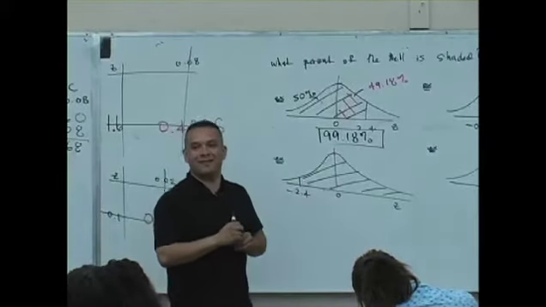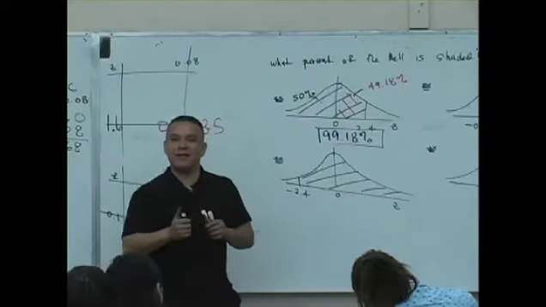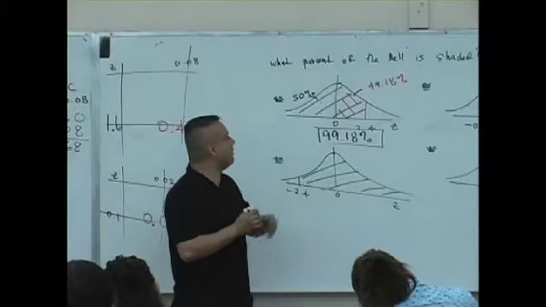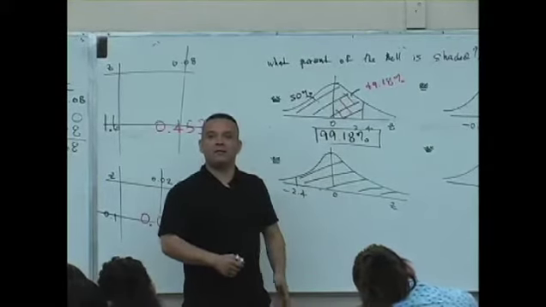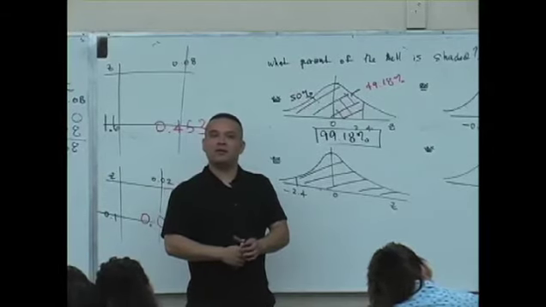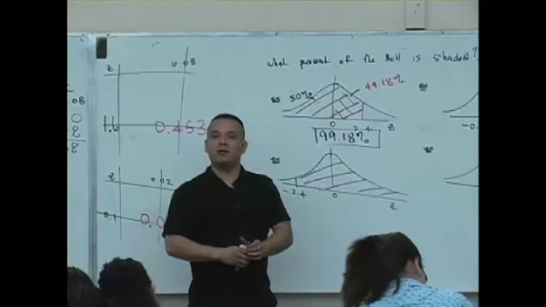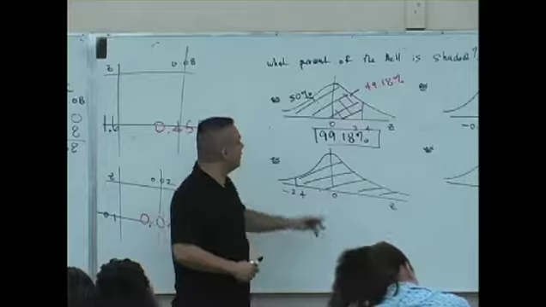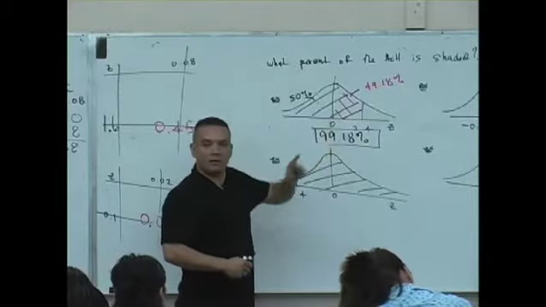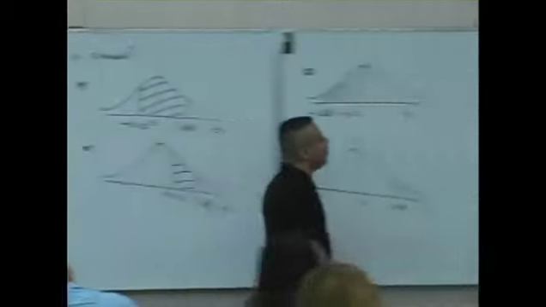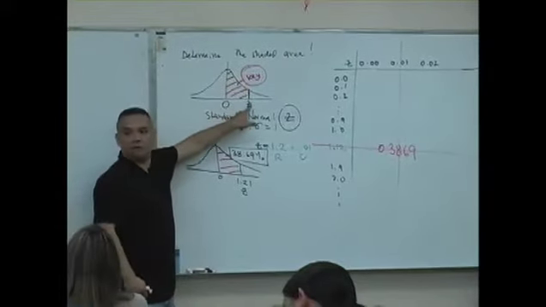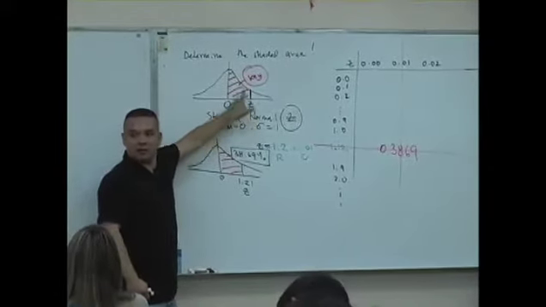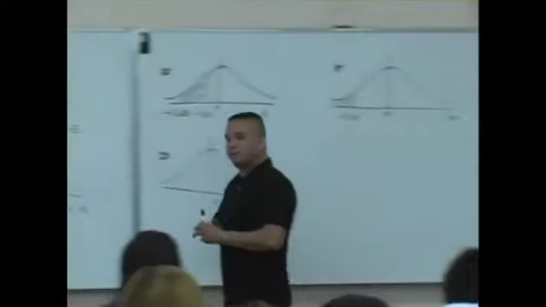Isn't this interesting? Remember I said earlier, you guys can do all these problems. You go, oh, that's easy, it's easy, it's easy. But then all of a sudden, you start to even question yourself. The key is to know what percent of the bell is shaded from 0 to some positive z value here. Is that true?